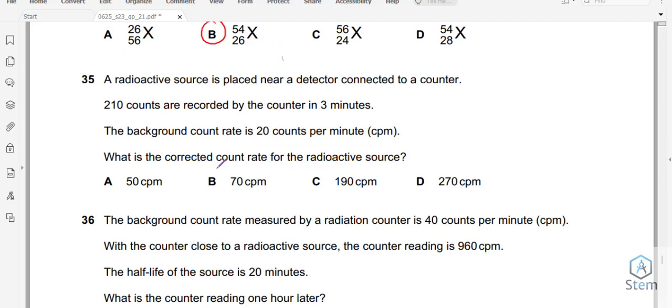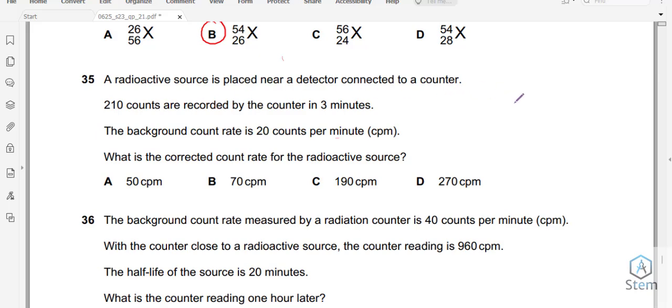Number 35. A radioactive source is placed near a detector connected to a counter. 210 counts are recorded by the counter in 3 minutes. The background count rate is 20 counts per minute. What is the correct count rate for the radioactive source? Okay, when we record 210 counts, it means we received 60 counts from the background. So let's see how this becomes so.